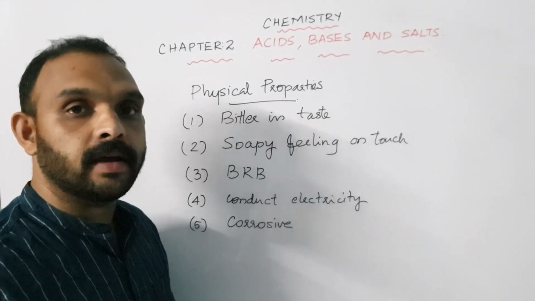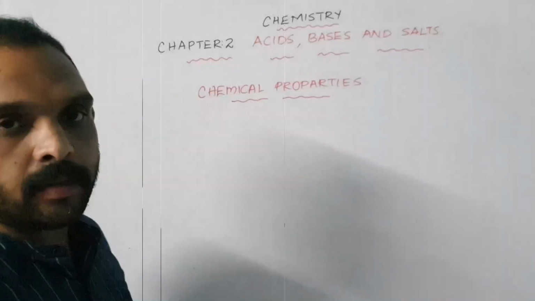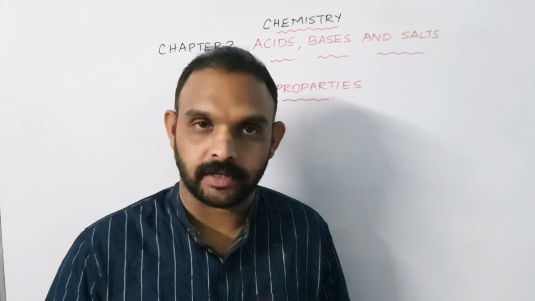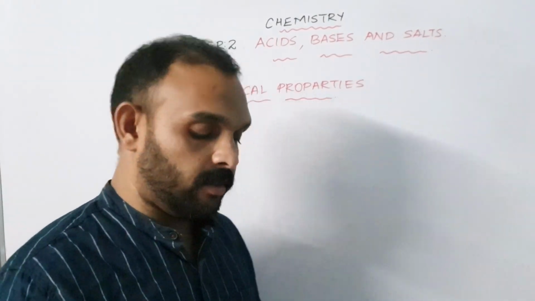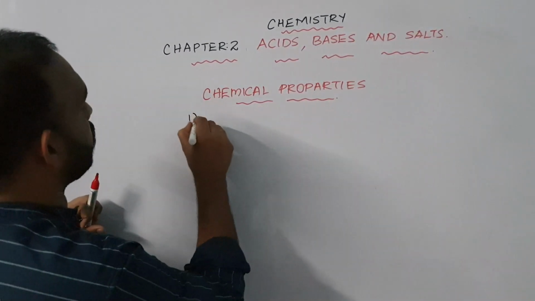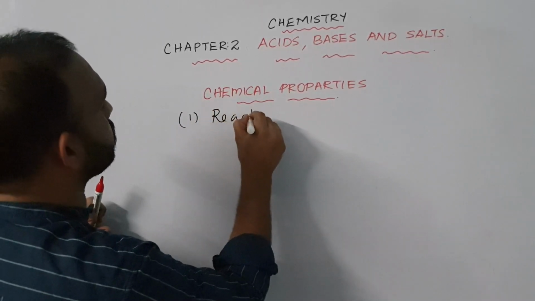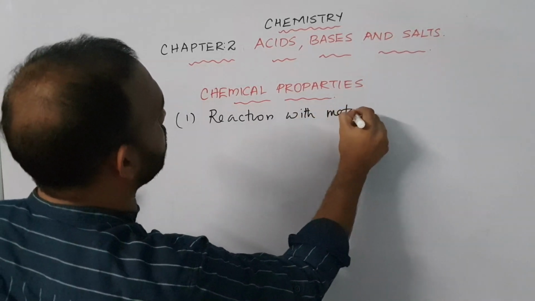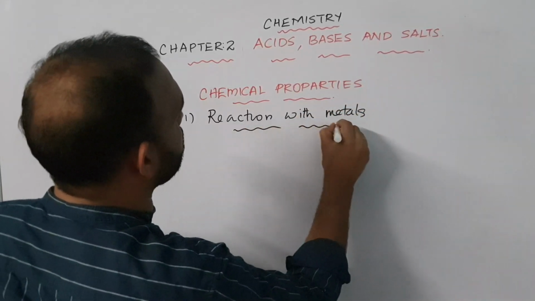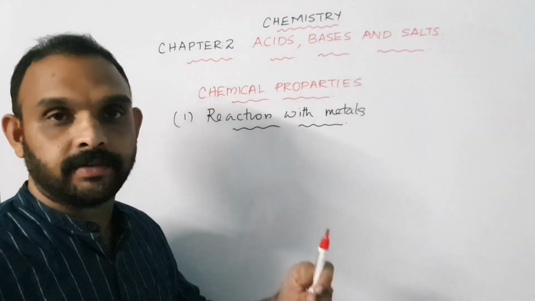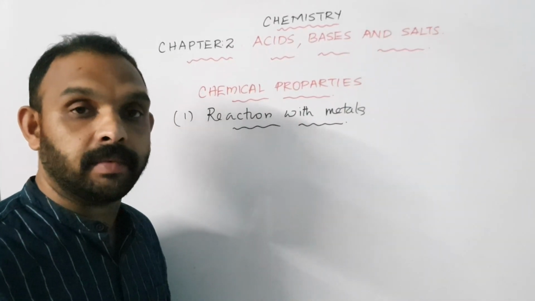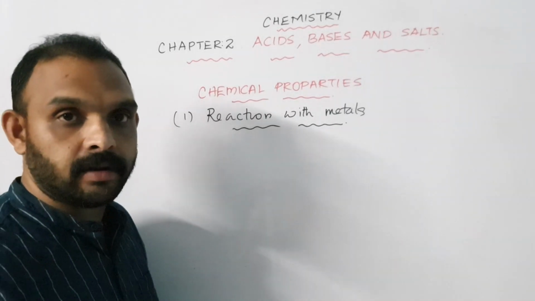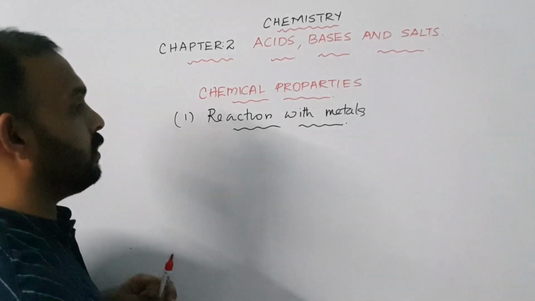Now let's move to the chemical properties. We have to study 3 chemical properties of bases as very important. The first one is reaction of bases with metals. This is very important because examples of this reaction can be asked in the board examination, especially for completing the reaction or balancing the reaction. So it is very important.